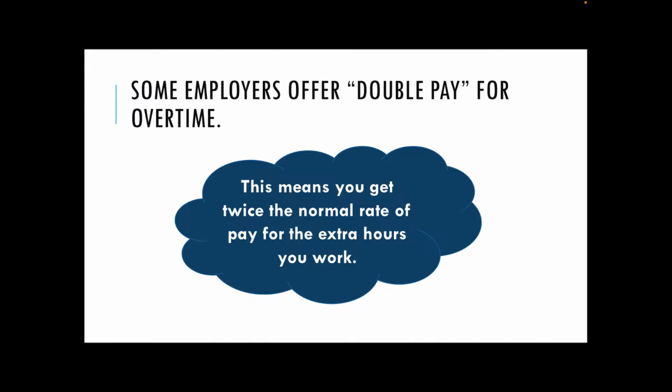Some employers offer double pay for overtime. So this means that you would get paid twice the amount of your normal rate for the extra hours you work. So if your normal rate is £7 an hour and you get paid double pay for any overtime, you would then have double your £7, which would be £14, but that's just for the overtime.